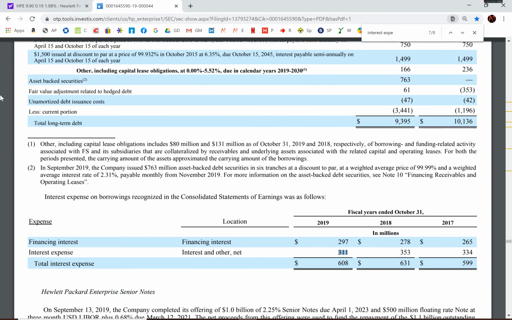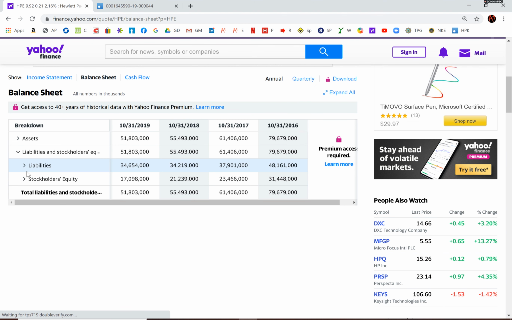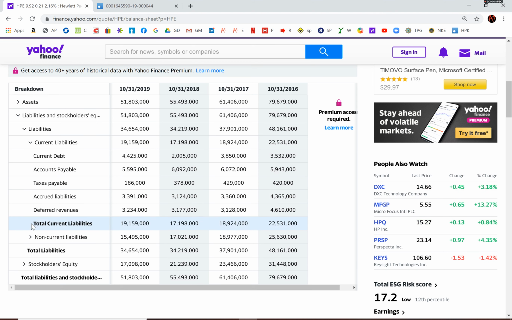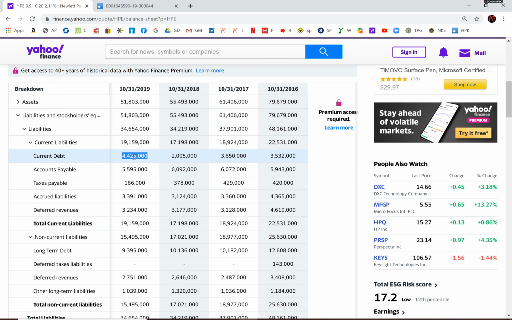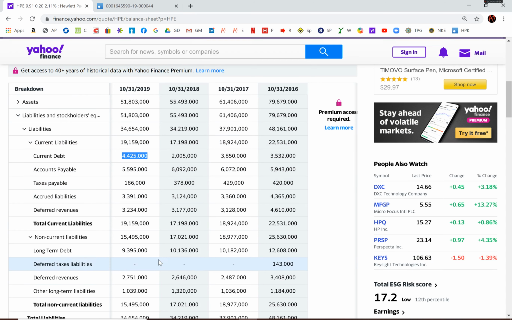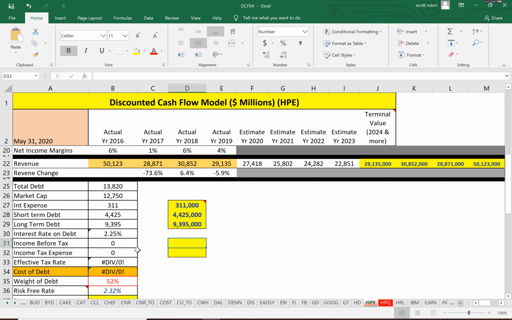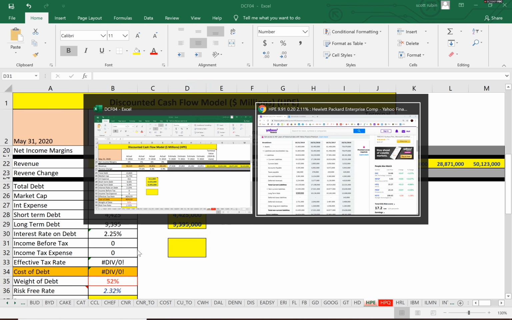And now let's see how much debt HP has. So we'll go to the balance sheet, go to liability section, and then the current debt is 4.4 billion. That's debt due within 12 months. And the long-term debt of 9 billion is due after 12 months. So they pay 2.25% interest on the debt, but interest payments are tax deductible.